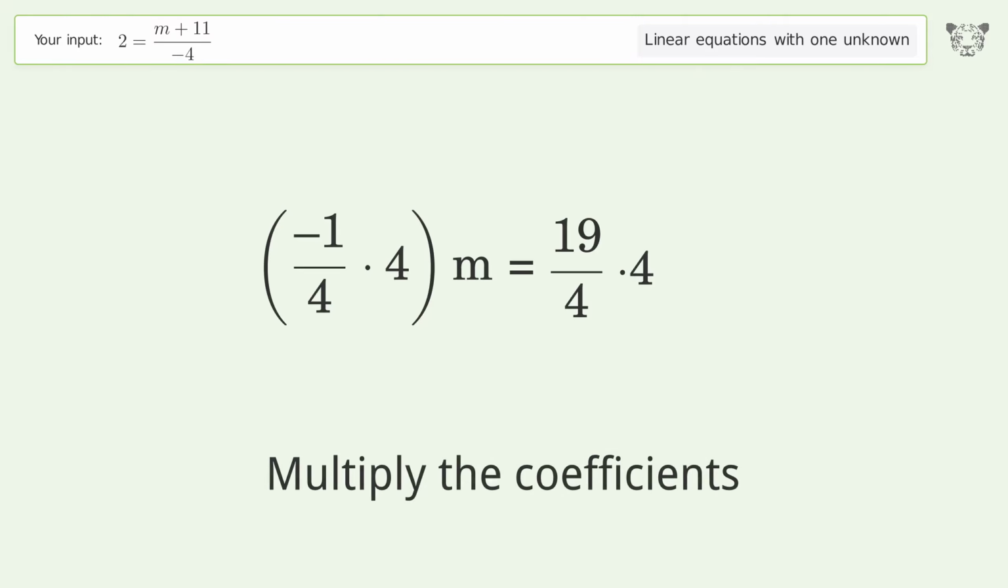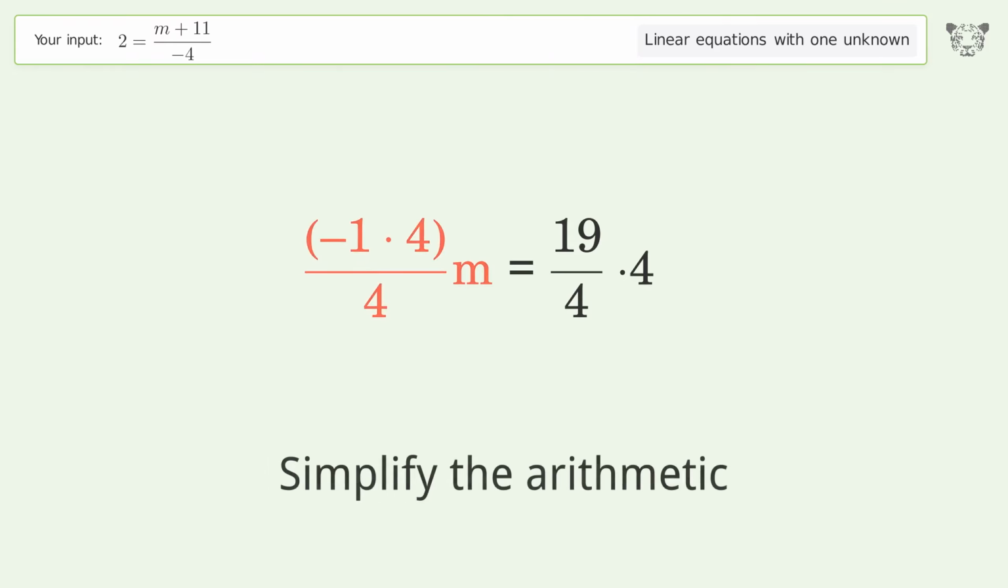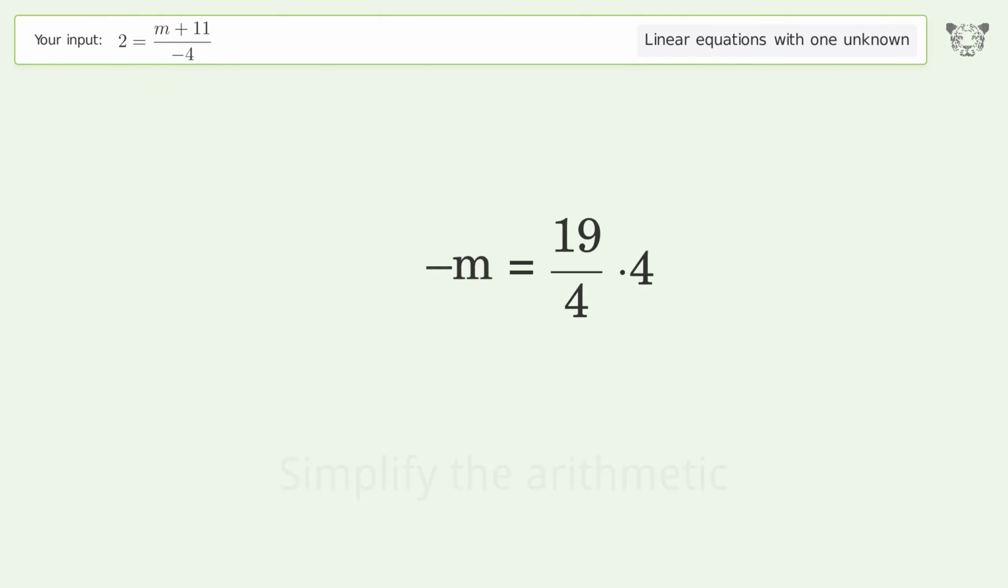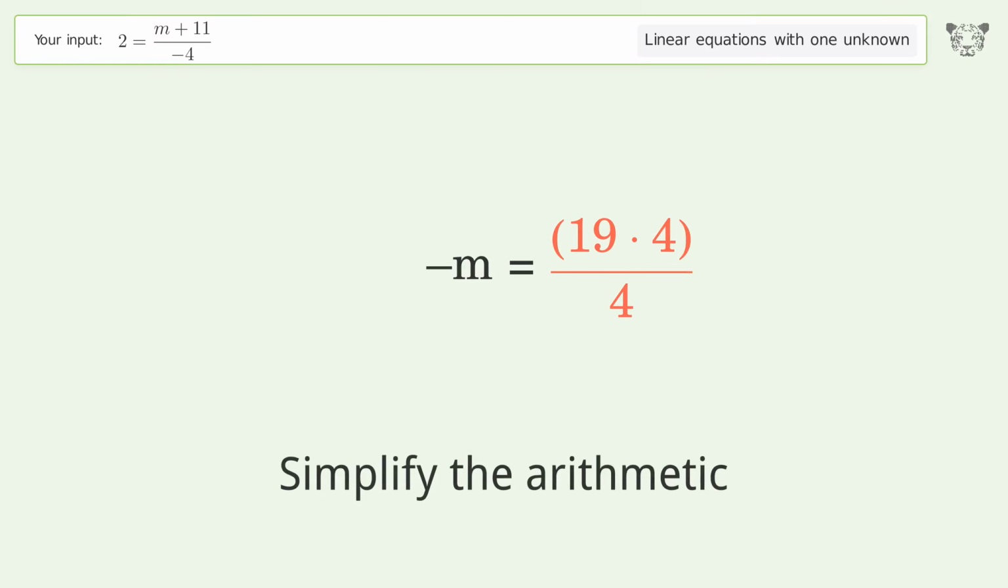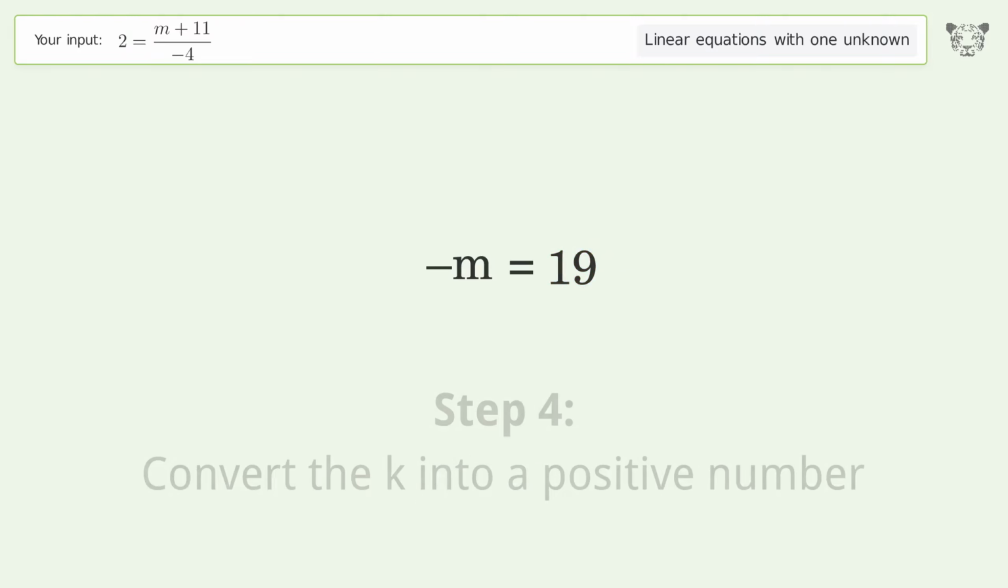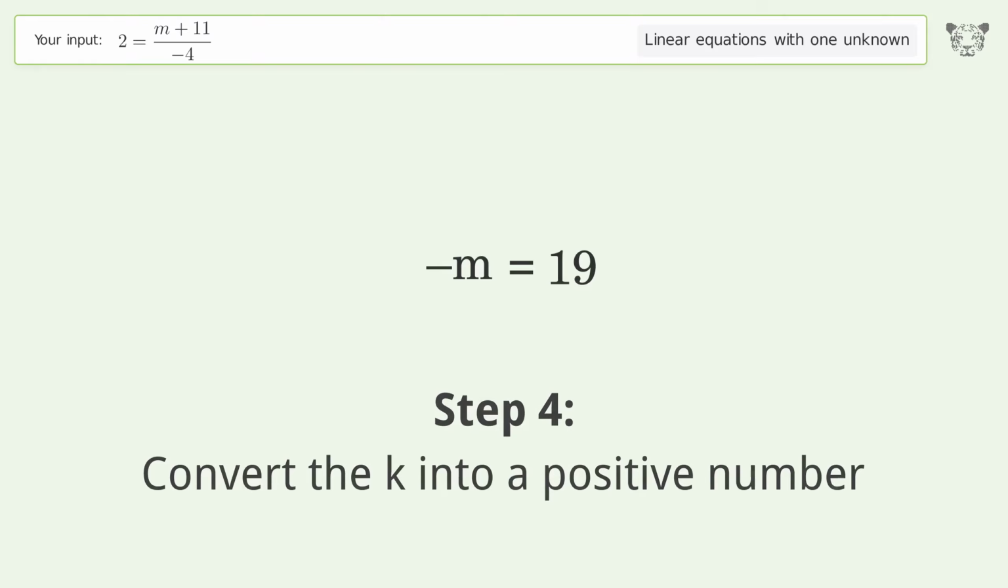Multiply the coefficients. Simplify the arithmetic. Multiply the fractions. Simplify the arithmetic. Convert the k into a positive number.